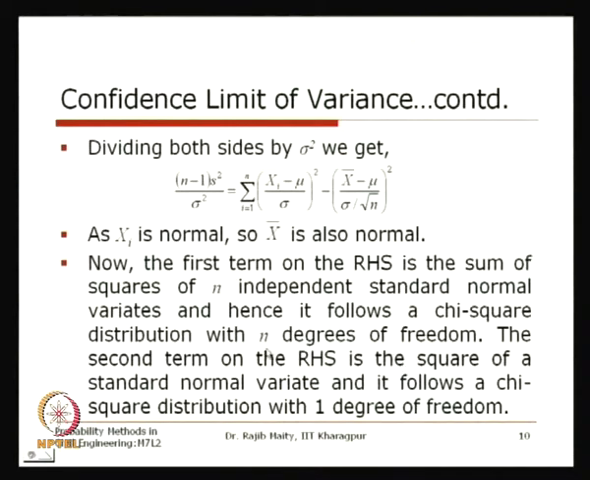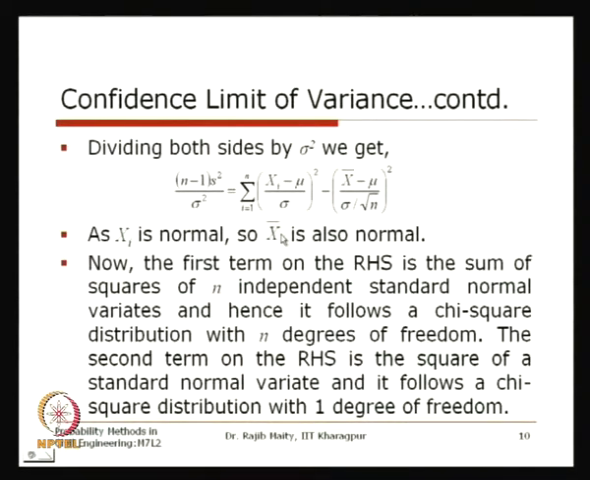After some steps, we can express n minus 1 S square divided by sigma square as the summation i equals 1 to n of xi minus mu by sigma whole square, minus x bar minus mu divided by sigma by square root n whole square. As xi is normal, x bar is also normally distributed. You know that we discussed in the last class that x bar is a random variable which follows a normal distribution with mean mu and standard deviation sigma by square root n. Even if the xi's are not normal, the distribution of x bar is approximately correct.